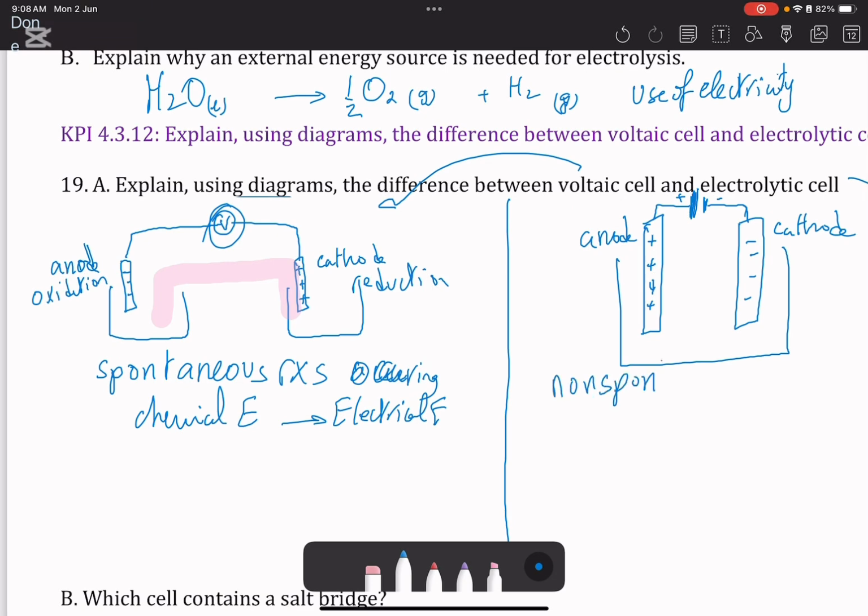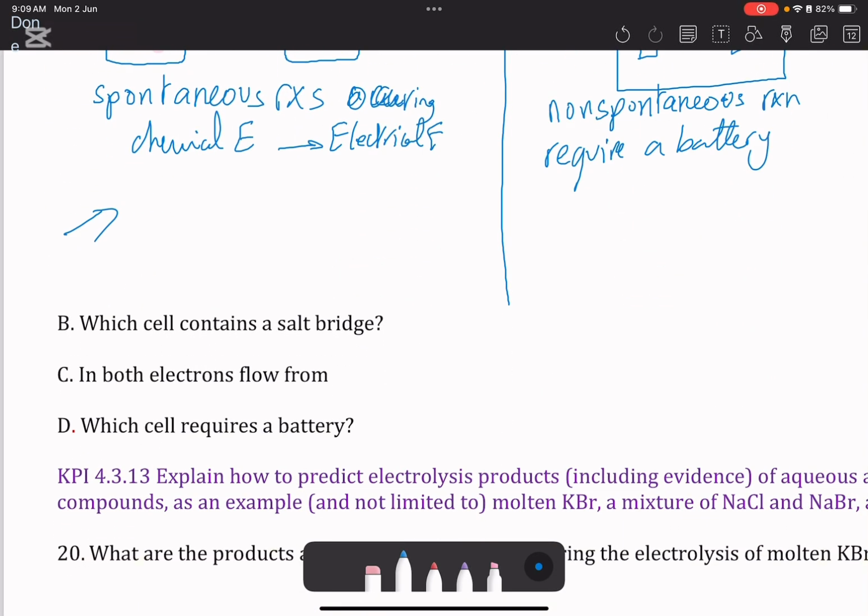Here, it's a non-spontaneous reaction taking place that requires a power source, requires a battery. So we need an external voltage source, whereas in the voltaic cell, we don't need an external voltage source. The rest are basically the same. I have an oxidation at the anode, I have a reduction at the cathode. Electrons move from anode to cathode in both, current from cathode to anode, etc.